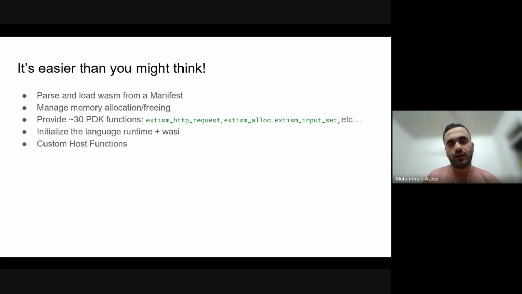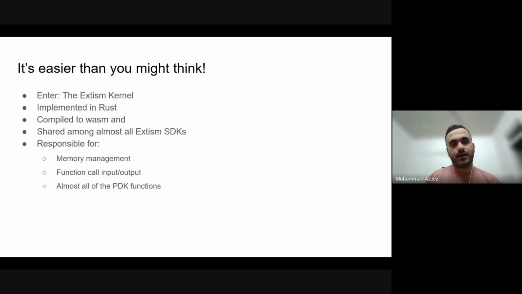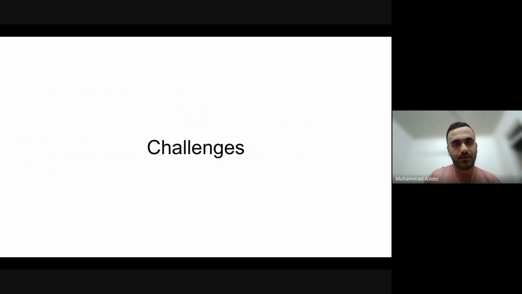And you also have to initialize host runtimes for languages that need a little bit of extra care, and have the ability for users to define custom host functions. Now, you might think, Muhammad, this is not easy. This is a lot of work. But we have something called the Extism kernel, which is implemented in Rust, and it's compiled to Wasm, and it's shared among almost all of the host SDKs, and it's responsible for memory management, function call, input and output, and almost all of the PDK functions. So all of these are implemented in Wasm itself and used by the SDK.